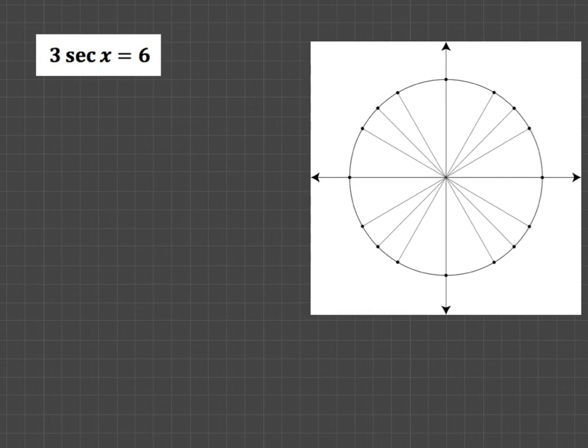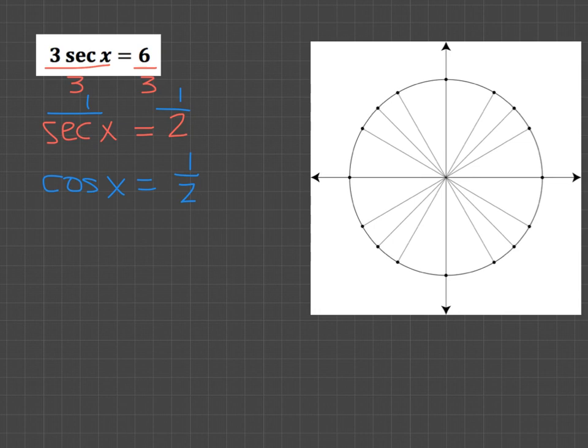Let's look at this one, 3 secant x equals 6. So start off with, we want to get the trig function by itself. So we need to divide both sides by 3. We get secant x equals 6 divided by 3, which is 2. Let's remember that secant x is the reciprocal of cosine x. So if we take the reciprocal of both sides here, we can write this as cosine x equals 1/2. We have cosine x equals 1/2.